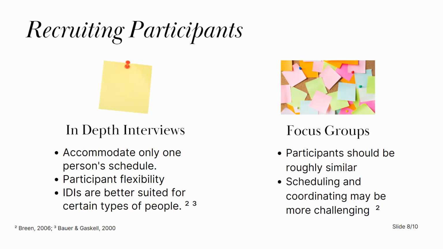There's other considerations too for recruiting with a focus group, and that's this first bullet point here, that participants should be roughly similar. This is because with a focus group, we've talked about how our goal is to obtain consensus, and you don't want to recruit participants that are from such different backgrounds that participation is going to be inhibited or that the consensus is going to be limited.